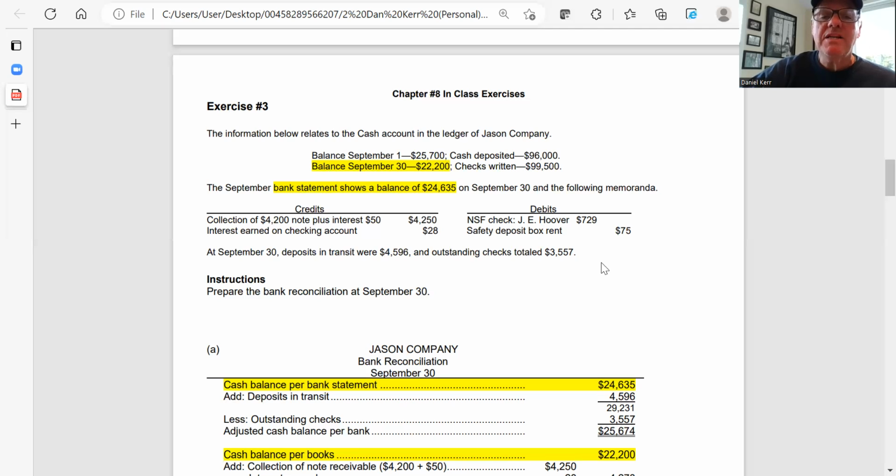Also, when I looked at the bank statement, I discovered there was a deposit that I made that had not yet been posted. That's called a deposit in transit. And there were outstanding checks. That means that included in the checks that I actually wrote of $95,500, there was $3,557 of checks that I wrote that did not yet hit the bank statement.